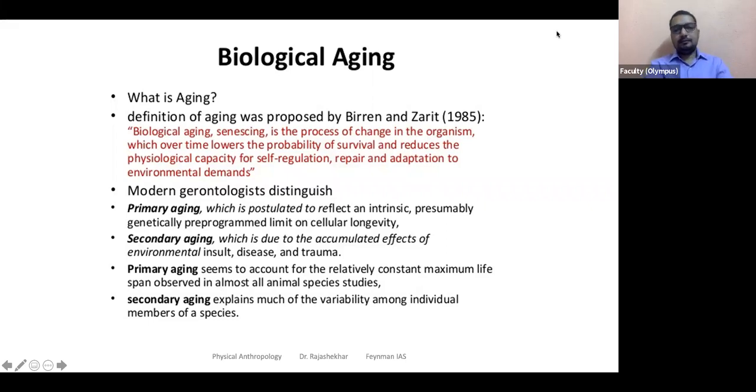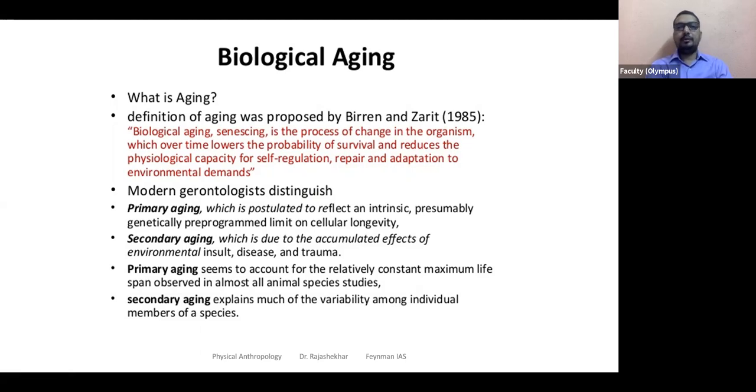So primary aging, as per this, talks about if only primary aging takes place, we should have a constant maximum lifespan. All individuals should have the maximum lifespan because we all should have an equally or similarly programmed system in our body. But that's not the case, right? So if primary aging alone is considered, it should actually provide us the maximum lifespan for any species, within a given species. But we see a lot of variability. So secondary aging can explain the variability in the lifespan of individuals.